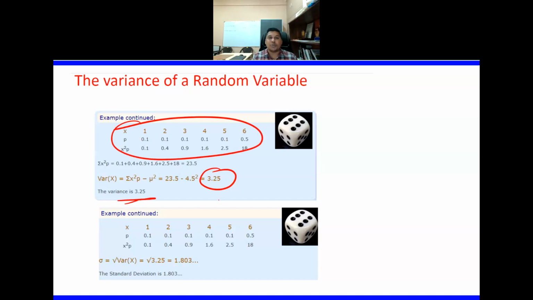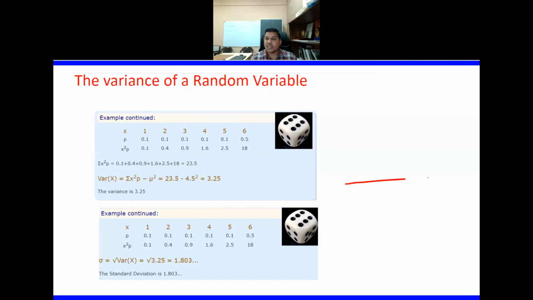Why it is called a probability distribution? Because it is nothing but the outcome along with its probabilities. So the variance of this probability distribution is 3.25 only. So it's a very small graph like this. 3.25 length. Okay. Similarly, standard deviation, nothing but square root of that, square root of this. So you get 1.803.